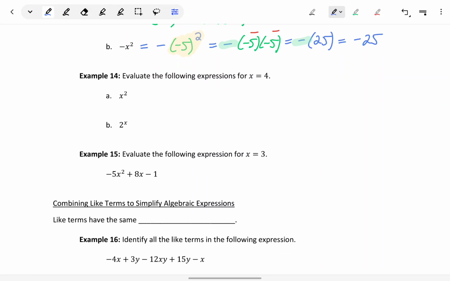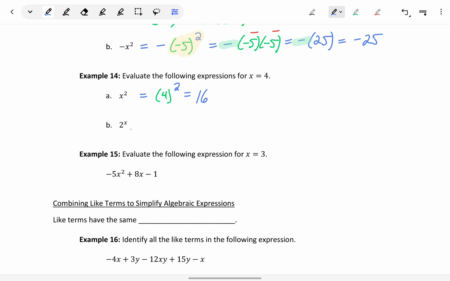In example 14, we want to do the same thing, except now we're substituting x equals 4 into these two expressions. In the first case, we're going to substitute in 4 and then have that value raised to the second power, which will give us 4 times 4, or 16.